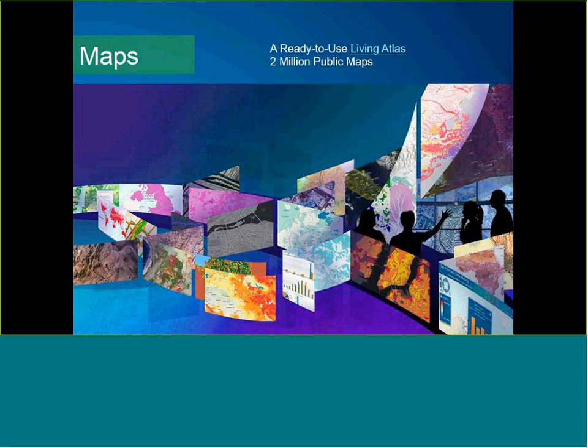So maps, in terms of what we mean by maps, this is where different content layers are put together and shared. You're probably all familiar with ArcGIS Online and the concept of a web map and a story map. There are millions of maps now shared within ArcGIS Online by our user community, by Esri, and by partners. And one thing I wanted to talk about in a bit more detail is the Living Atlas of the World.